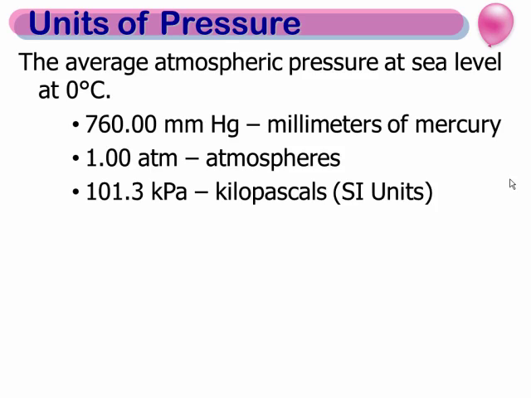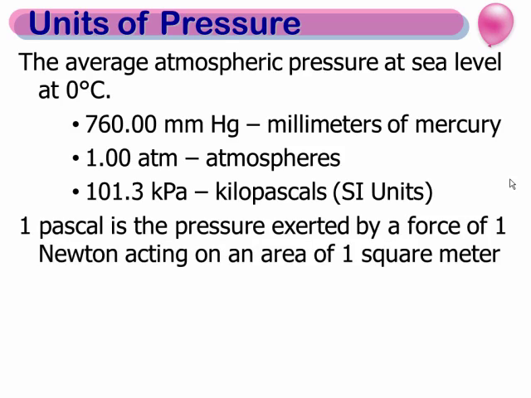So the average atmospheric pressure at sea level at 0 degrees Celsius, and so we talked earlier about pressure is force per unit area. It would have units of newtons per meter squared. And I mentioned the fact that that is a derived unit. So instead of using the derived unit, we use these units: millimeters of mercury, atmospheres, and kilopascal. Now kilopascal, this is really a prefix. The SI unit is really the pascal. And again, you can see that 1 pascal is the pressure exerted by a force of 1 newton acting on an area of 1 square meter. So it relates back to our discussion earlier of this being a derived unit.